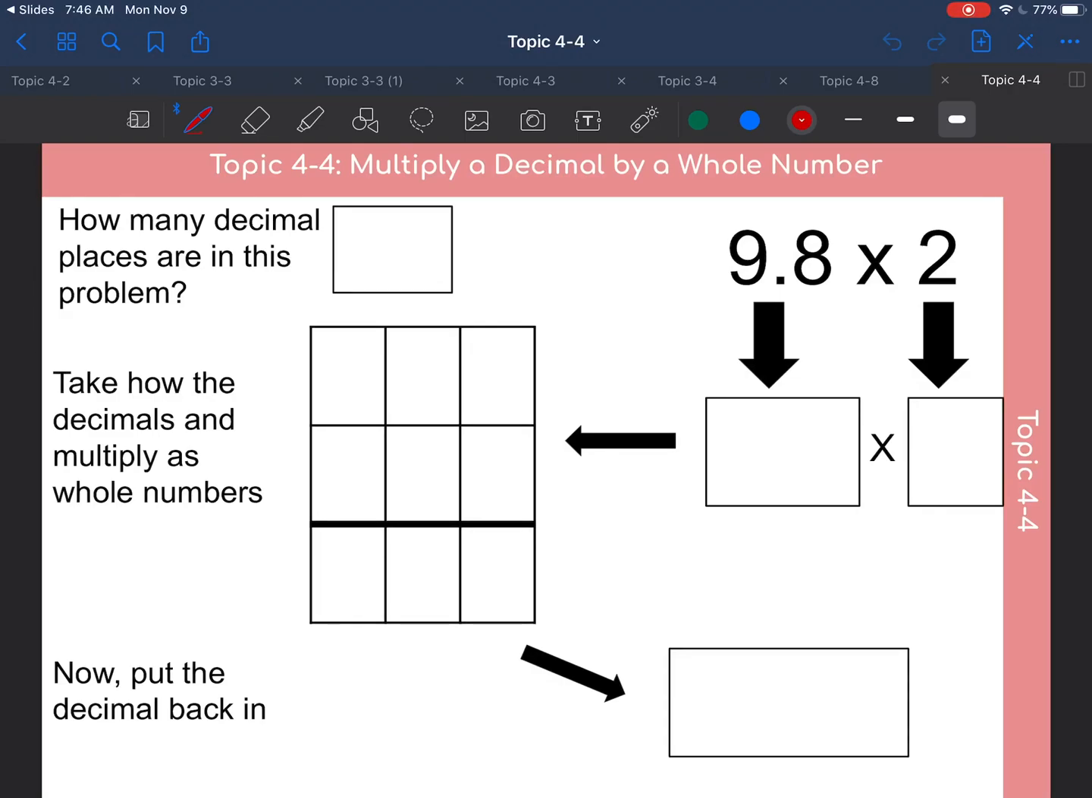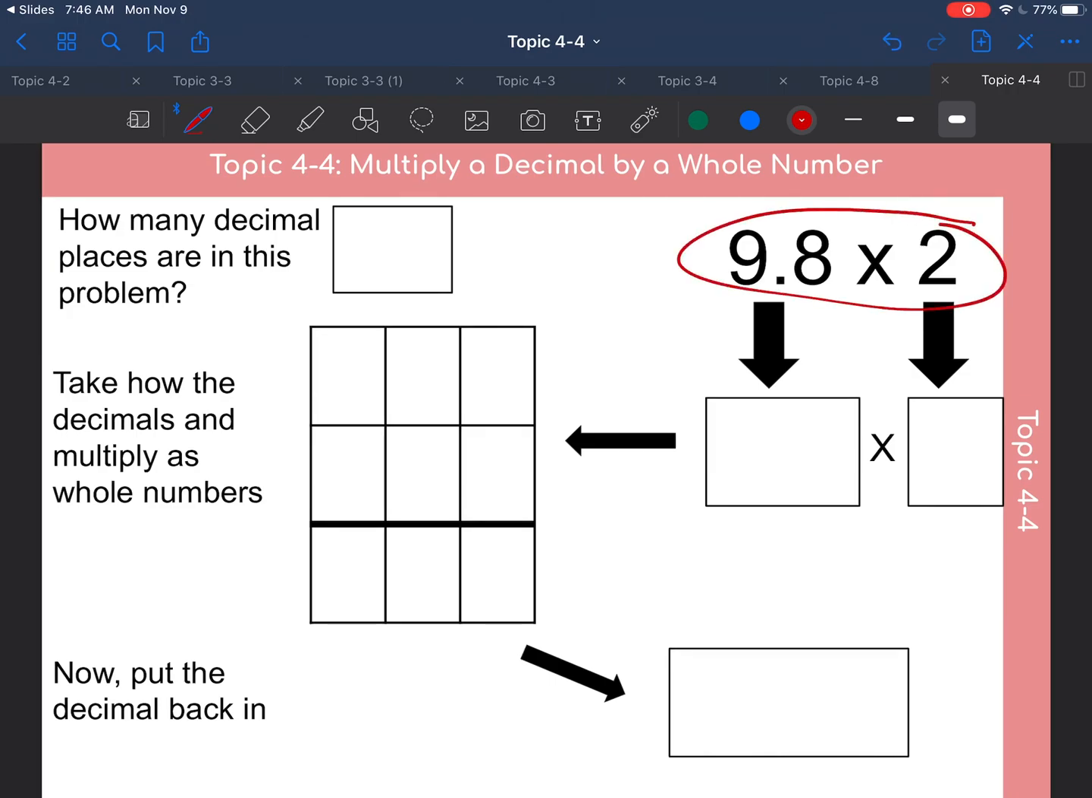Hello, fifth graders. So throughout this topic so far, we've been dealing with multiplying decimals and whole numbers, okay? So we've modeled it, we've learned how to estimate it, we've used number sense to find our answer or to check our answer. Now we are finally going to actually learn how to multiply a decimal and a whole number, okay? So the first thing you always need to do, let's look at this problem.